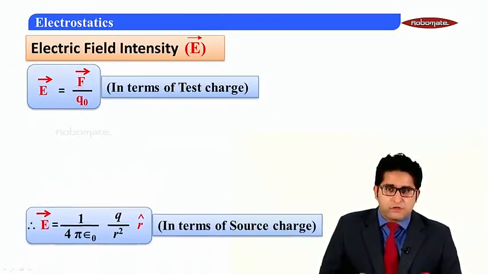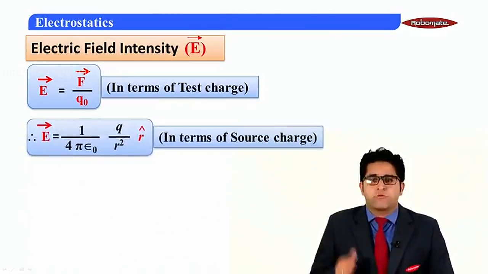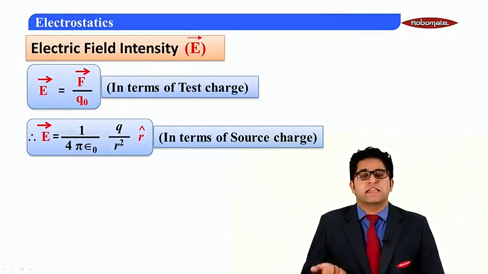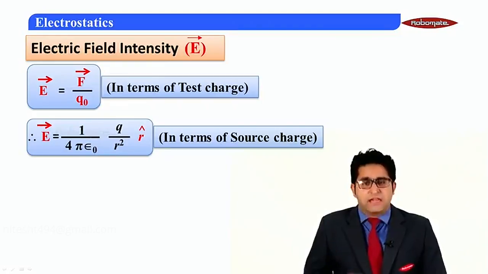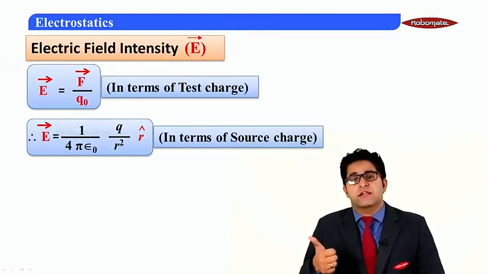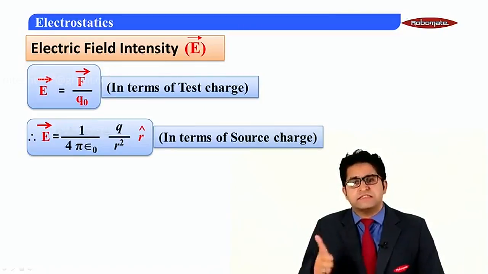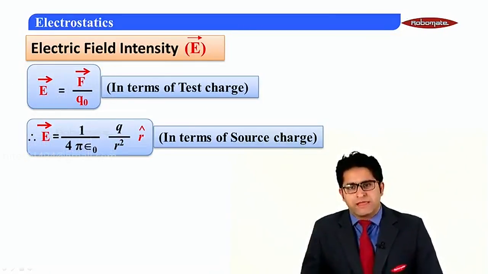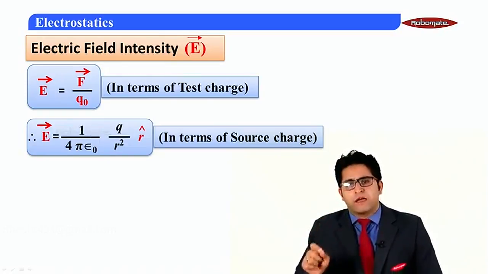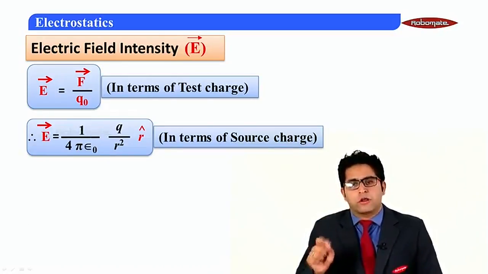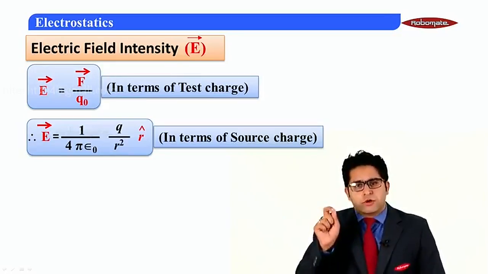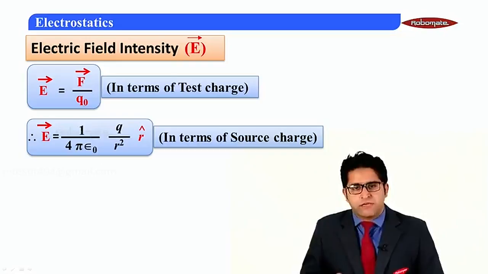So students, in this particular module, we have learned what is electric field. At the same time, we have also learned what is electric field intensity. We have learned two formulas for electric field intensity. First one in terms of test charge, that is E is equal to vector F upon Q naught. And the second one is in terms of source charge, and the formula is 1 by 4 pi epsilon naught Q upon R square into unit vector R. So students, make sure you are writing these formulas properly.